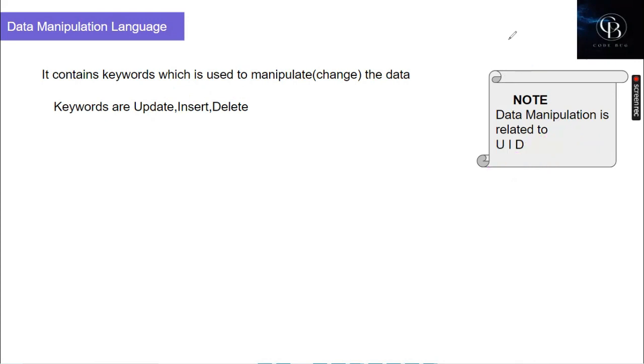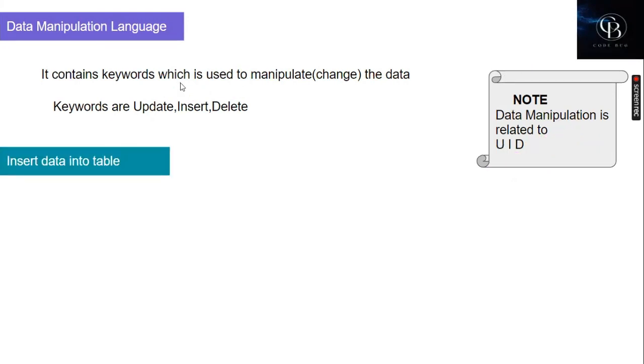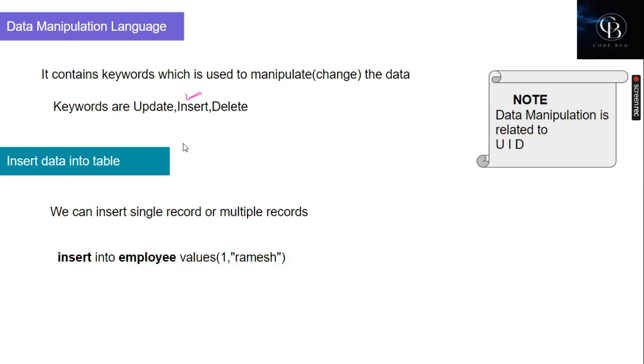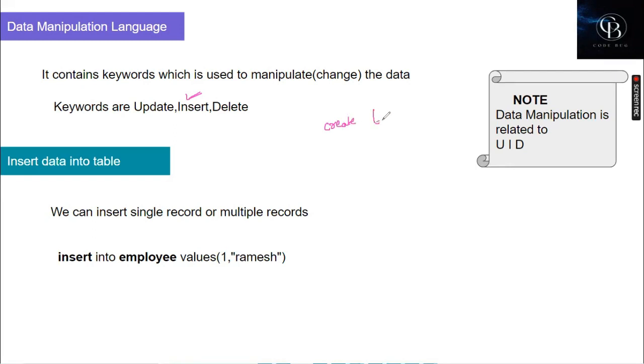Now we will see how to insert data into a table. If you want to insert into a table, first you have to use the insert keyword. With the help of the insert keyword, we can insert a single record or multiple records. First I will insert one single record. First I will create one empty table. Last class we saw how to create a table using the create keyword: create table and a table name. I will give the table name employee.